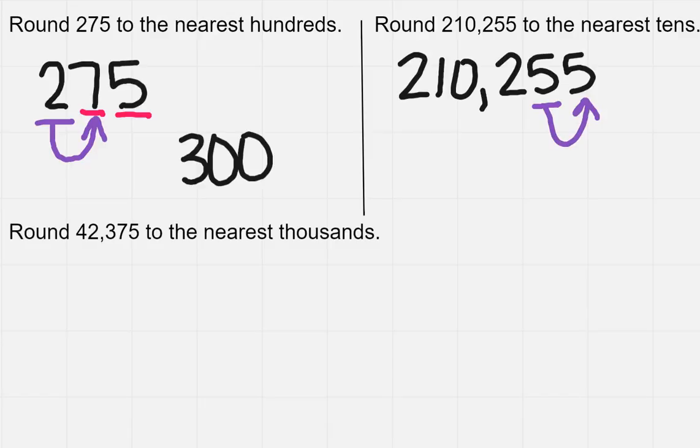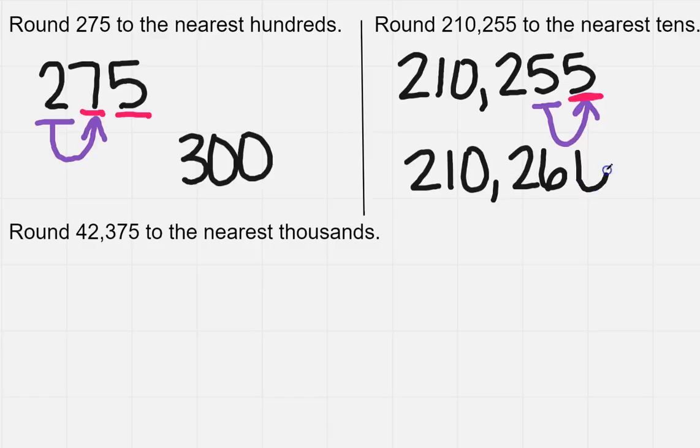Again, remember, if it is 5 or greater, that tells me that I'm going to round up the number with a line under it. So this is going to become 210,26, and then remember there is a placeholder that we have to put a 0 in. So this last number, that's your placeholder, and so I'm going to add a 0.